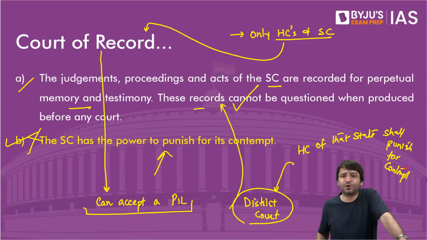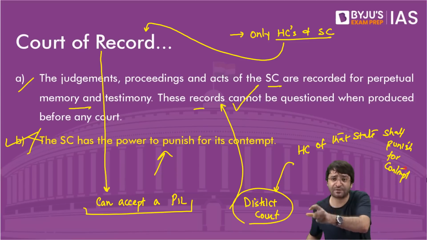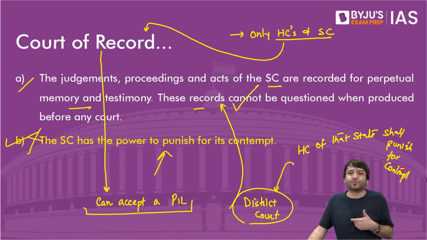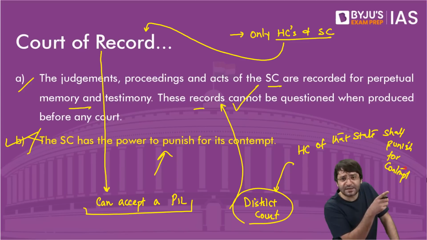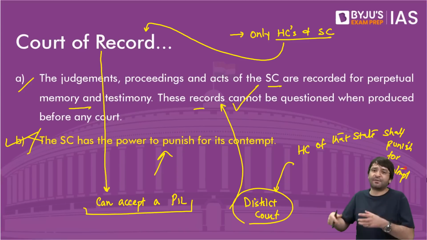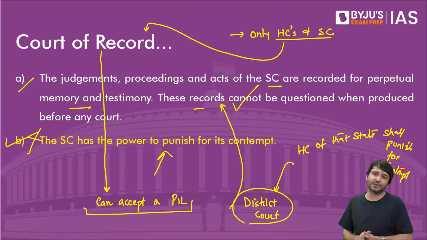The district court asked me to be present on Friday, 12 o'clock. I am not present deliberately. That means I am willfully disobeying a court order. I am liable for punishment. I am liable because I have committed contempt of the district court. But the district court itself cannot punish me. The High Court of that state can punish me for committing contempt of the district court. Because the district court does not have the power to punish people for its contempt. That's not the power given to them.